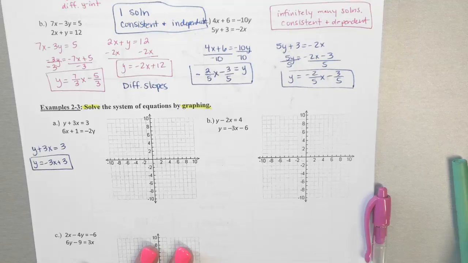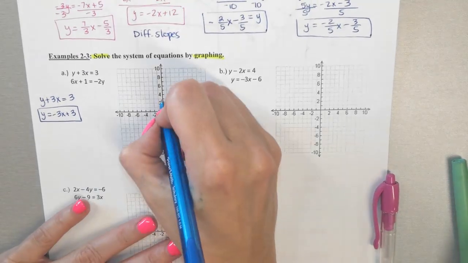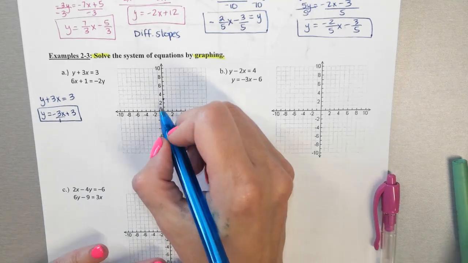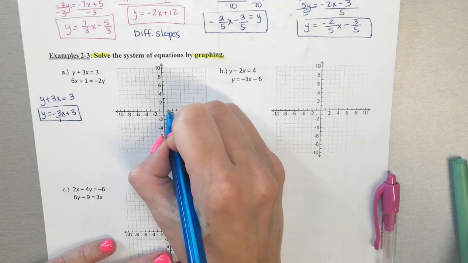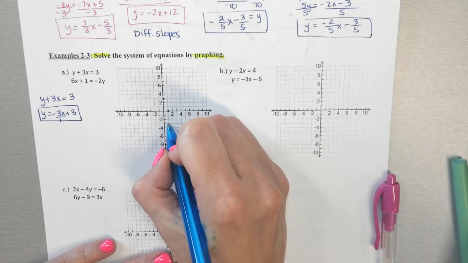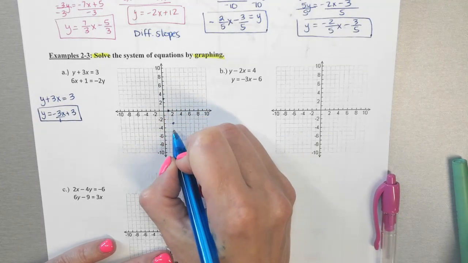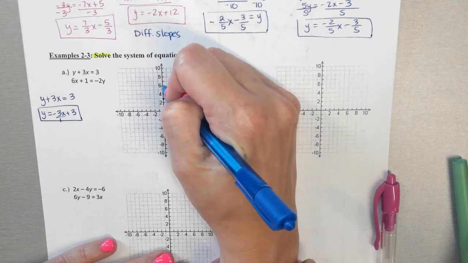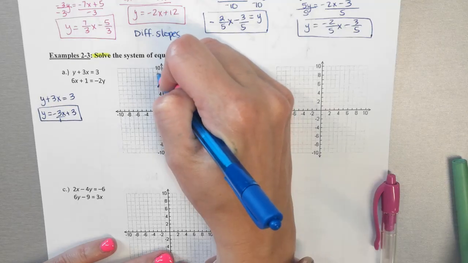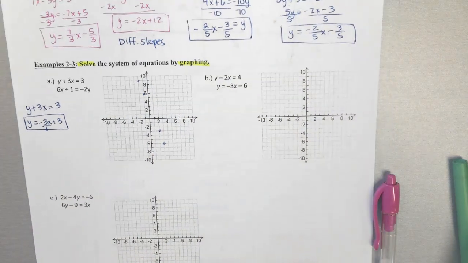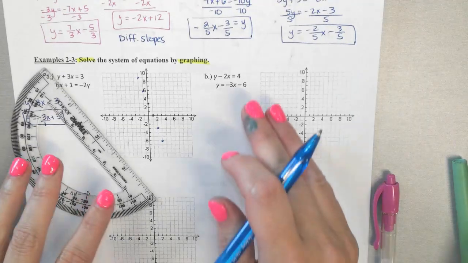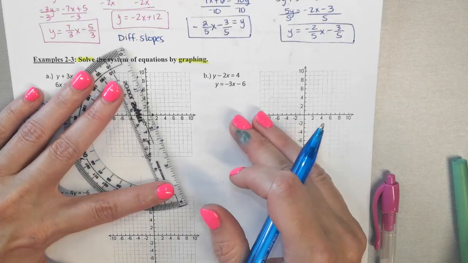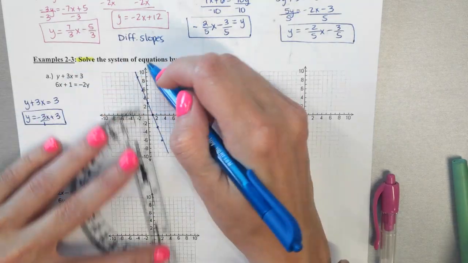Okay, so that means I'm going to start at 3. And then this is like negative 3 over 1, right? So if I go down 1, 2, 3, I go to the right. And then I can go 1, 2, 3 up, go to the left. We want at least 5 points on there to connect. And then you can use your straight edge to span your grid here.